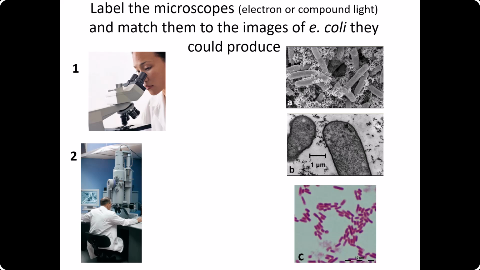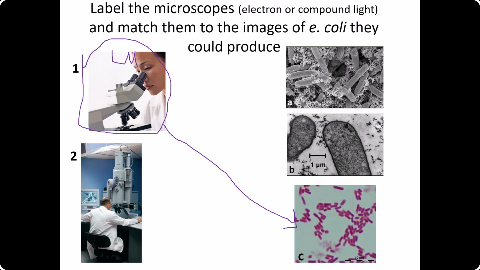So the first microscope up here, this is kind of like the microscope you would have in our lab, and this is a light microscope. So which of these three images looks like it could be produced with this kind of microscope? So that's going to be this image here, or C. So that's what E. coli looks like under a light microscope.